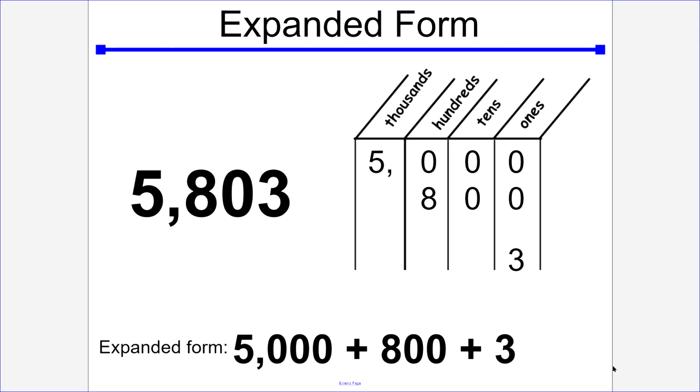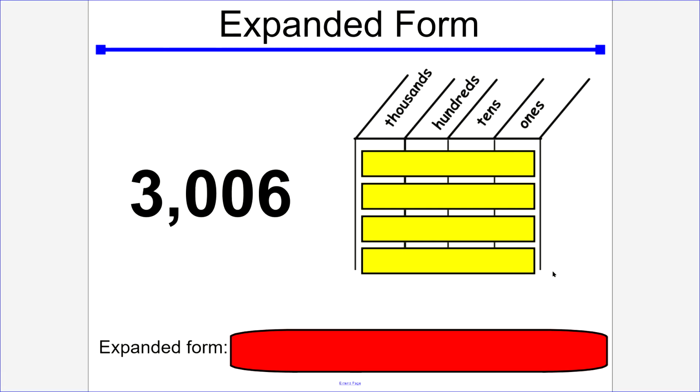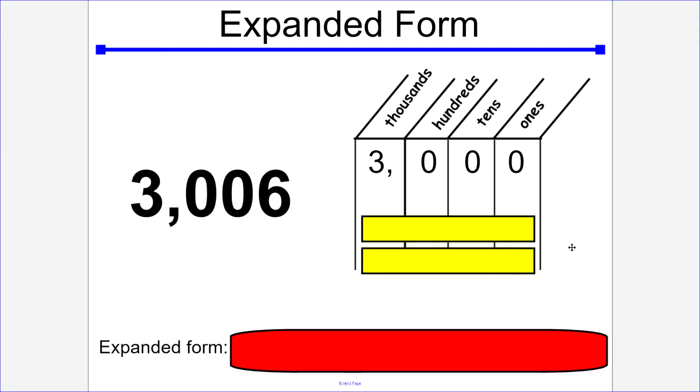Let's do one more example together. Here's the number 3006. We're going to write it in expanded form. What is the value of the thousands place in this number? You're right. The value of the thousands place is 3,000. Now think about the hundreds place. What is the value of the hundreds place in this number? You're right. The hundreds place has no value. The value is 0. So I'm not going to write anything in the expanded form version of this number. There's no value to write.